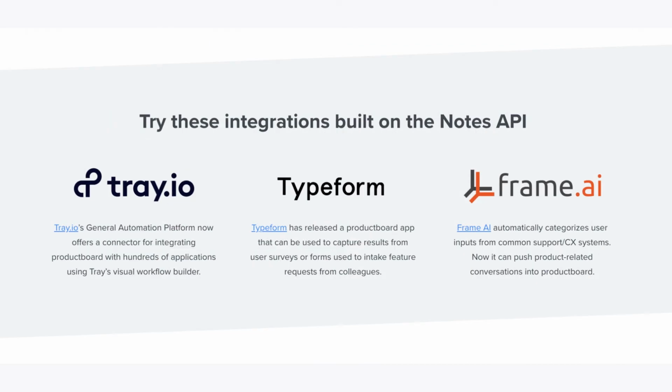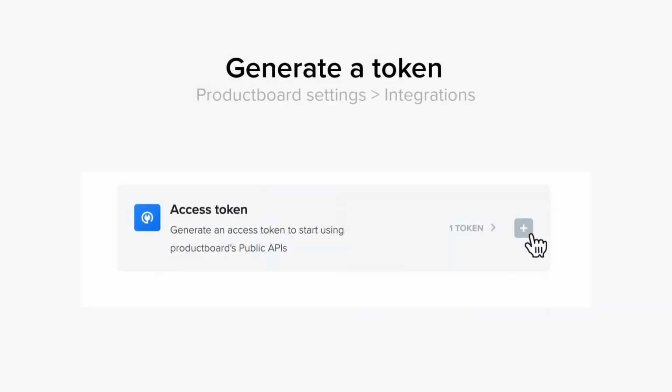Now, I'd say you could go build this integration yourself, but it's already been done. Productboard partners have already built integrations on the new Notes API that you can start using right away. Looking to build a new integration of your own? Whether it's just for your team or for the broader product community, it's easy to get started with the API.